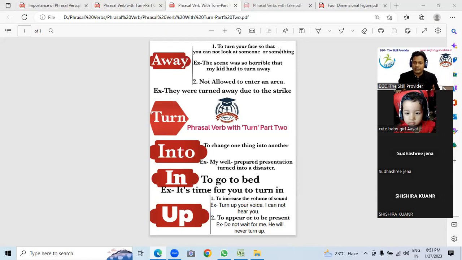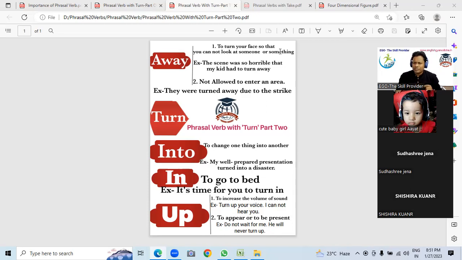Sometimes you have to turn away. Turn away means to turn your face in such a way... look, I'm looking at you right now. I'm looking at you all. Suppose I want to turn away. Look, I am just rotating my neck about 90 degrees, so that I cannot see anything. Something is happening, I don't want to see it. So that is called turn away.